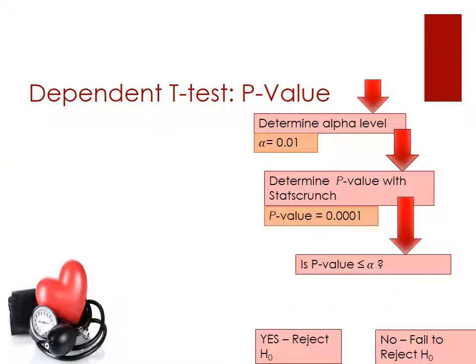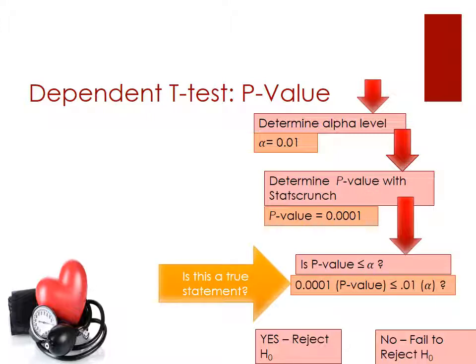I'm going to make my comparison: whether or not my p-value is less than or equal to my alpha. I'm going to take my p-value, 0.0001, put it into this equation and compare it to my alpha of 0.01. Then I ask myself if this is a true statement. Is 0.0001 less than or equal to 0.01 or not? Yes, it is. So I'm going to reject the null. Okay, so I'm rejecting my null.